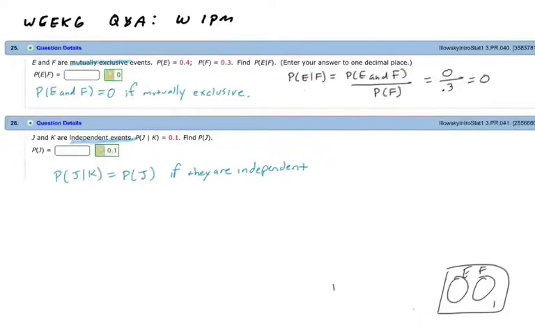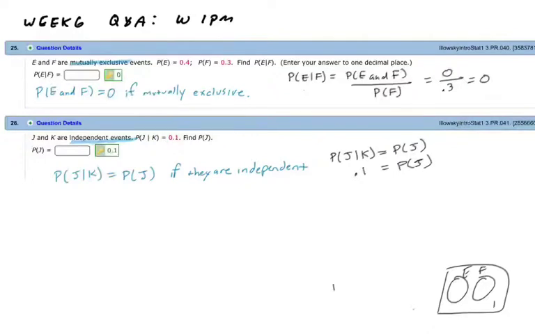So again, it's more of a vocabulary thing here. And so we have the probability of J given K is just going to equal the probability of J. And we know that's 0.1 given from right there. And kind of a plug and chug in that case.